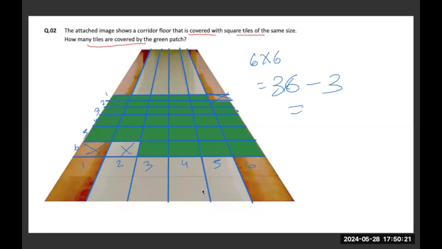Okay. Just 1 second. So when I add this up, so I subtract this up, so it comes to 33, which are the number of tiles that are there in the green patch. Okay.